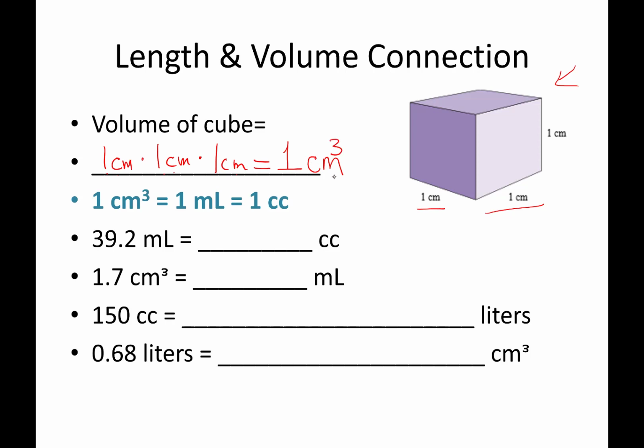So 1 cubic centimeter, built into this crazy, wacky metric system, is exactly the same quantity of volume as 1 milliliter. That was by design. That wasn't an accident. That was built in. So 1 cubic centimeter equals 1 milliliter.